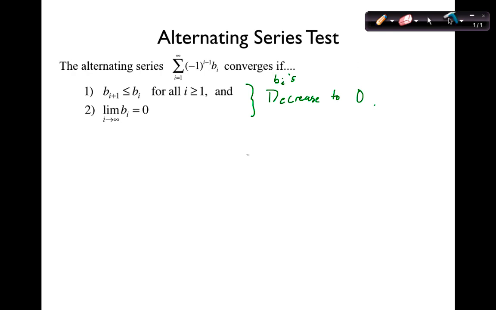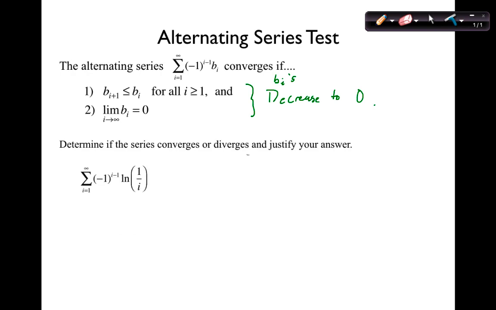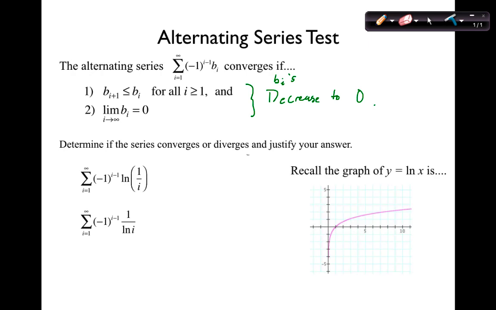Okay, practice. So here's 2. These are both alternating series: natural log of 1 over I, and then 1 over the natural log of I. Let's recall what the natural log function looks like to help you. This is what the natural log function looks like. I want you to work on those for a couple minutes. I will start attendance. See how those two go.